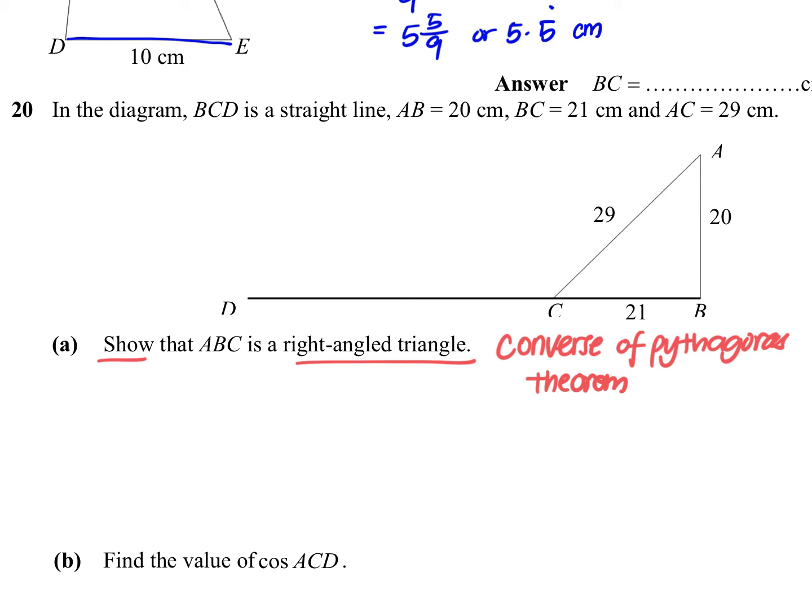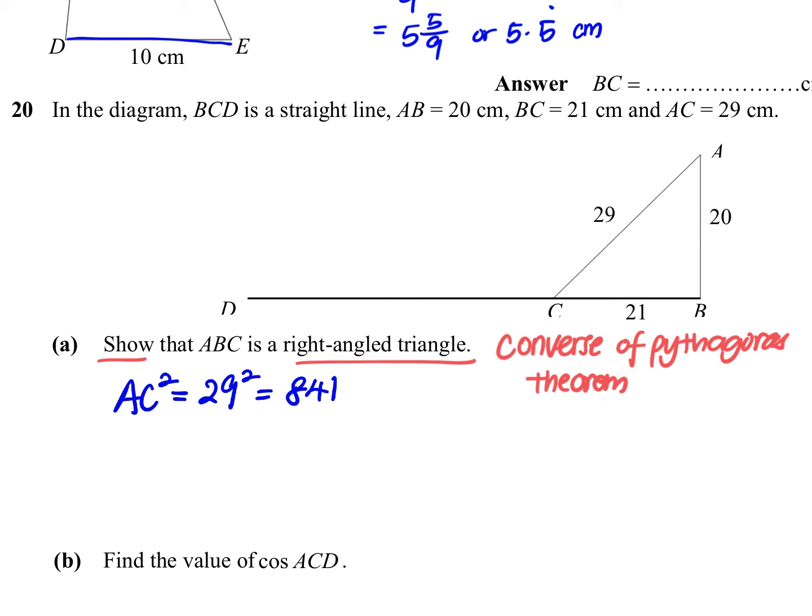Okay, we will start with our longer side. AC square equals 29 square. What number? What number? 841. Then where are the other two sides?